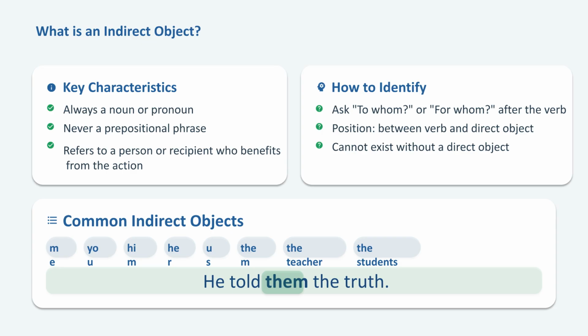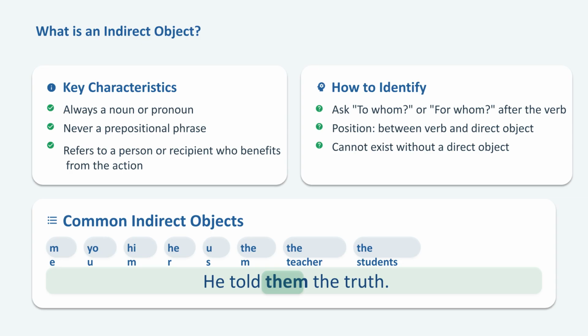An indirect object is always a noun or a pronoun, never a prepositional phrase. It usually refers to a person or recipient who benefits from the action indirectly. For example, he told them the truth. In this sentence, them is the indirect object, and the truth is the direct object.